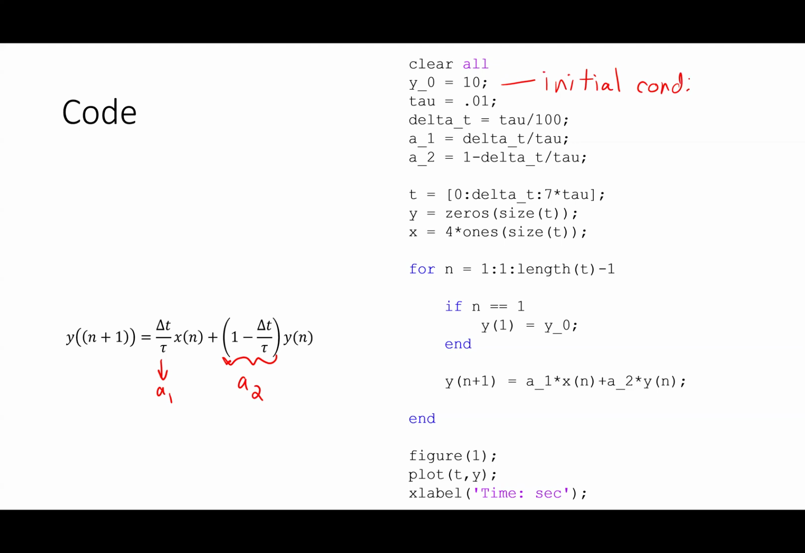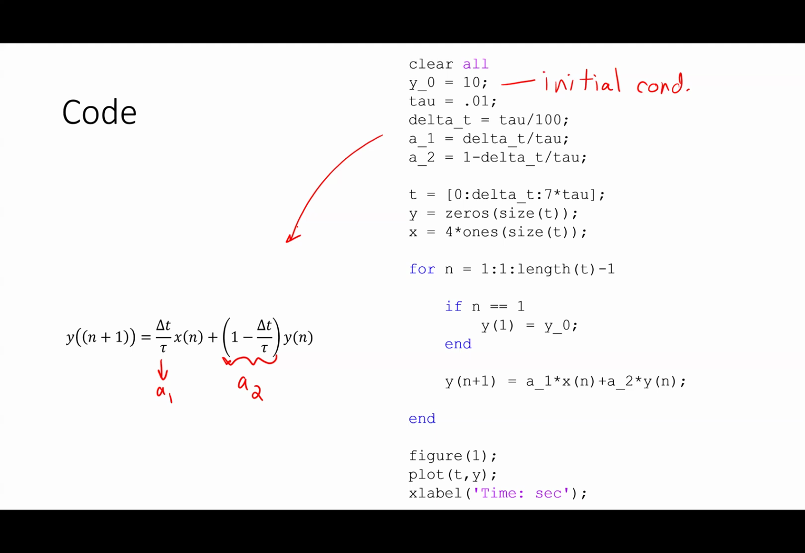Okay. I wrote in my tau, wrote in my delta t, and then I defined my A1 and A2. If you look at this expression here, that matches everything that I have. Then I defined a time vector. My time vector I took from 0 to 7 tau. Why 7 tau? Because 7 tau is definitely going to be after this is done, since we said it takes about 5 time constants for it to end.